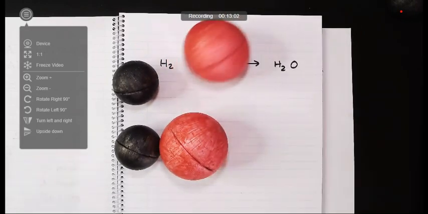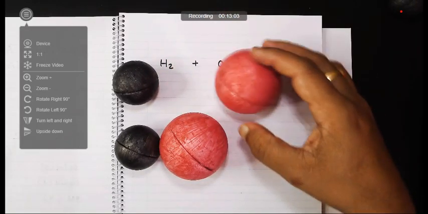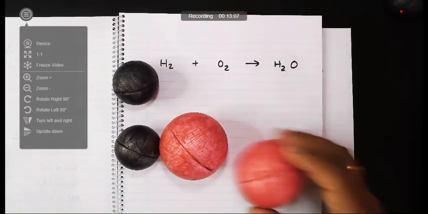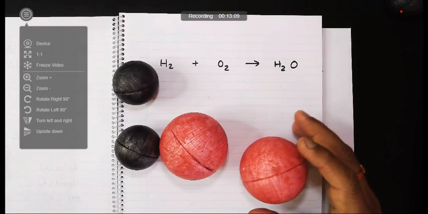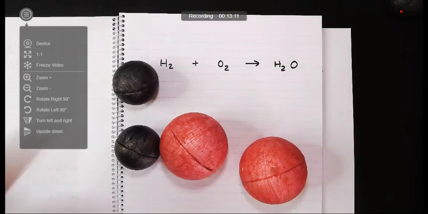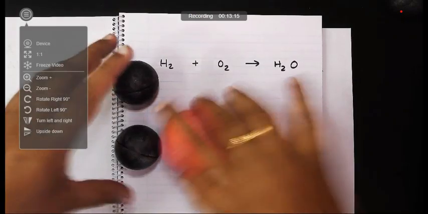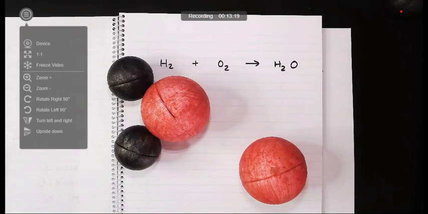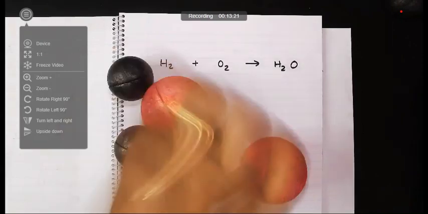It is rolling because it's not a heavy object. I made this out of thermocol balls. You can see two hydrogen and oxygen. So they must collide in such a way that an H2O forms. You can see that an H2O is there. This is the H2O molecule.